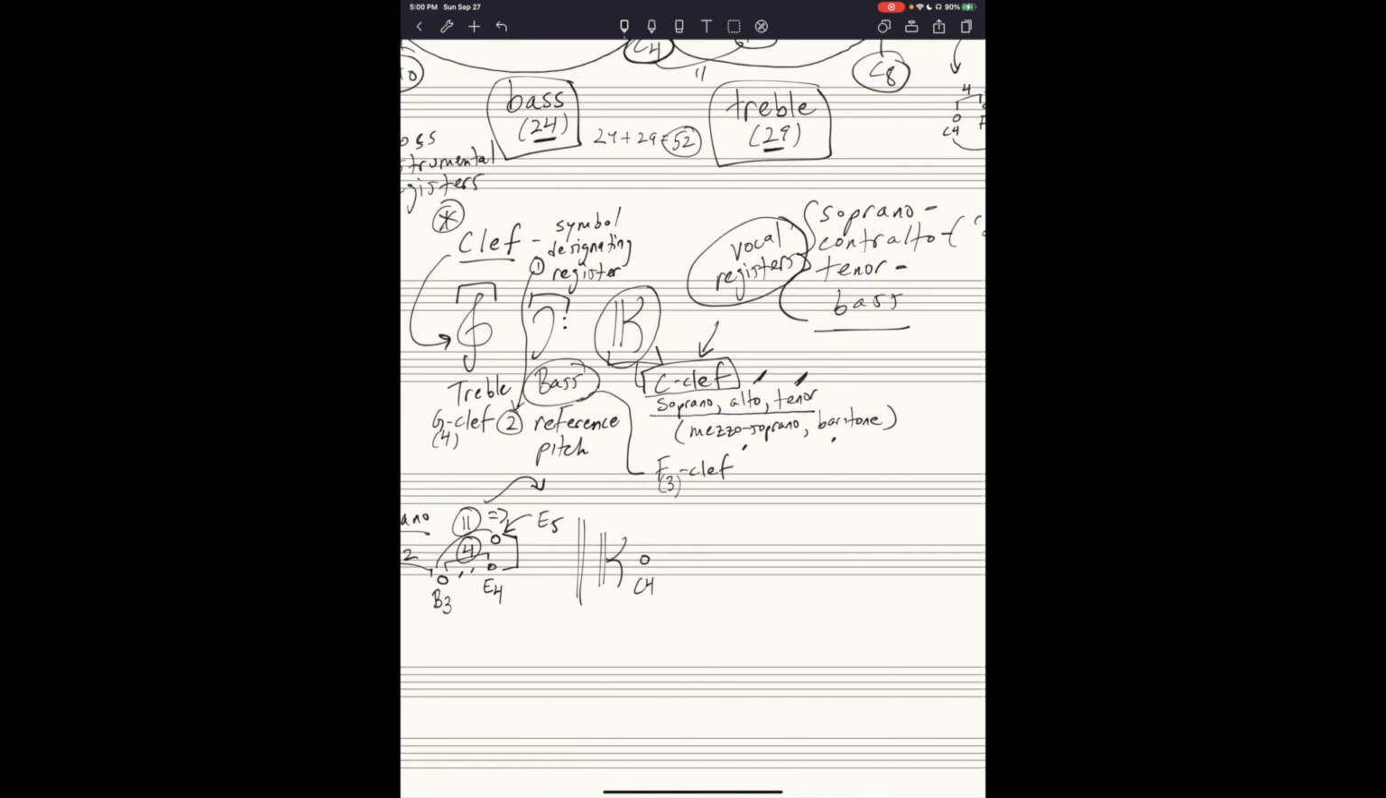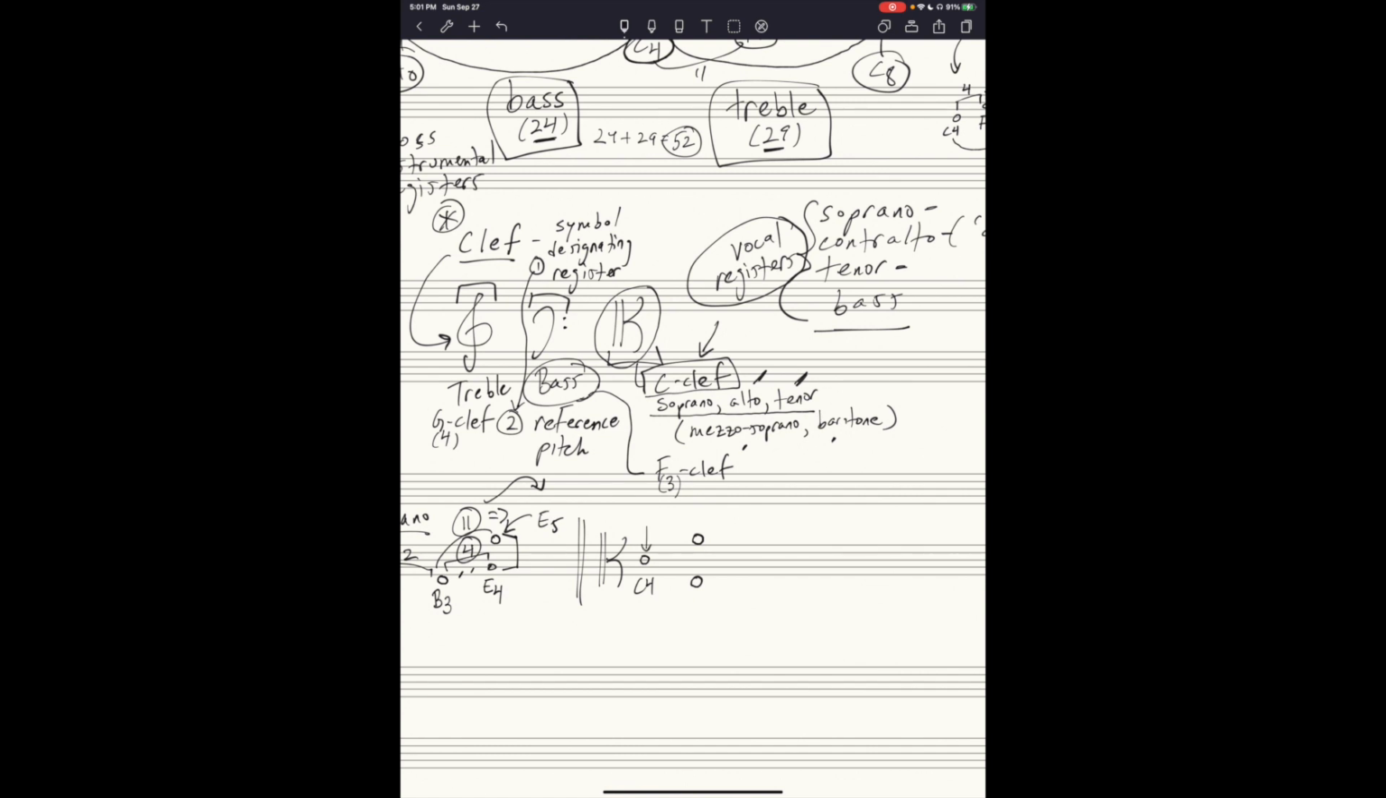So knowing that C4 is on the middle line, it's pretty easy to figure out what this note head is and what this note head indicates, including both the letter name and the octave designation. So let's do it. It's going to be pretty simple. In fact, how about we start with the bottom? It really doesn't matter. But here's what I'm seeing.